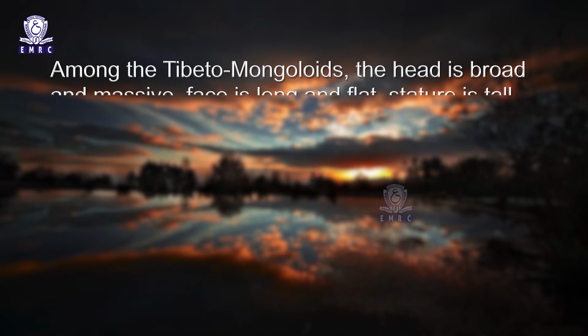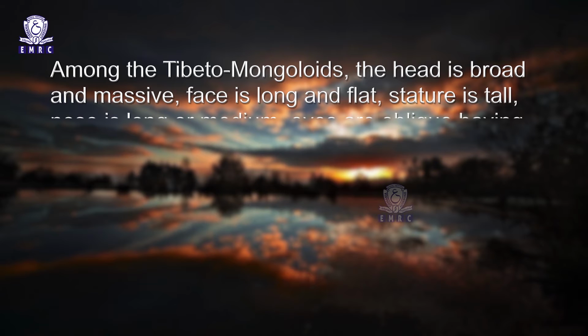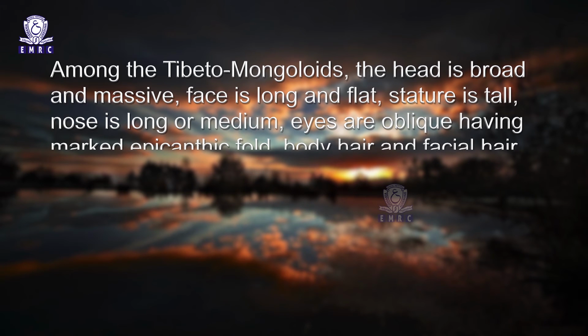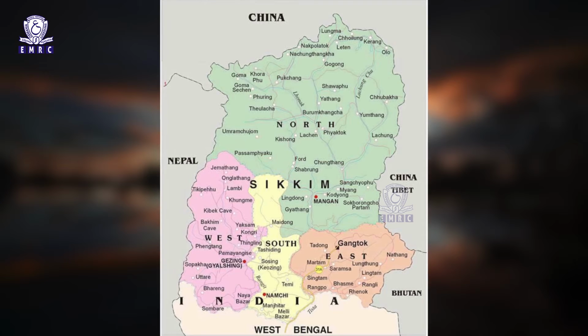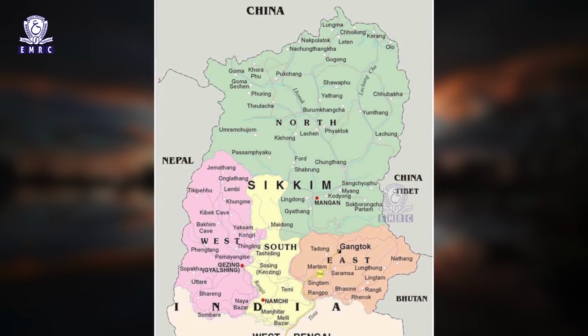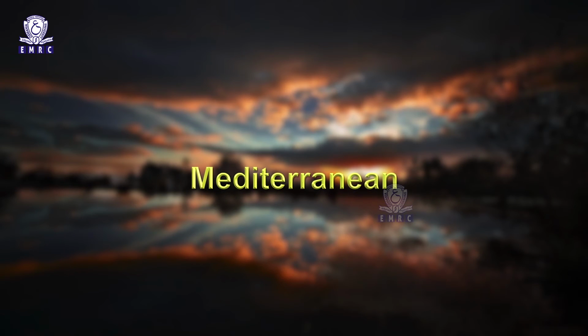Among the Tibeto-Mongoloids, the head is broad and massive, the face is long and flat, stature is tall, and the nose is long or medium. The eyes are oblique, having a marked epicanthic fold. Body hair and facial hair are markedly absent, and skin color is light brown. The Tibetans of Bhutan and Sikkim have these characteristics.